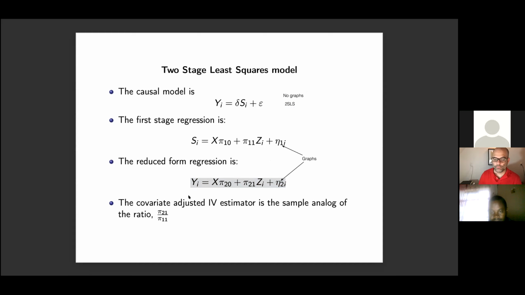Okay? The covariate-adjusted IV estimator is the sample analog of this ratio. So really, again, think back to what the Wald estimator was. The Wald estimator was the ratio. That's just going to be pi 1, 1. No, it's going to be pi 2, 1 over pi 1, 1, from two different regressions.